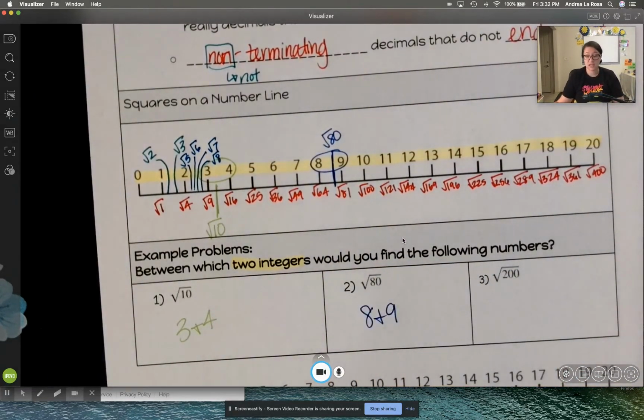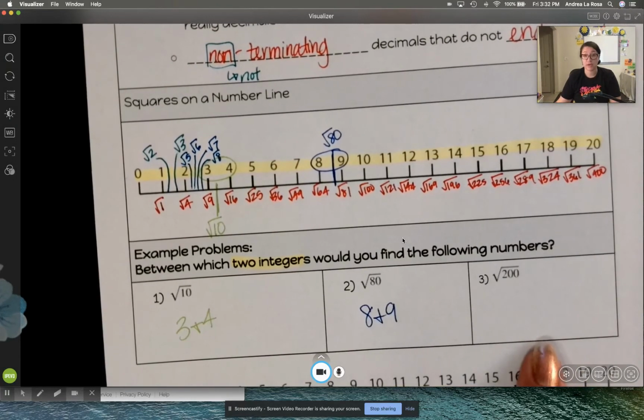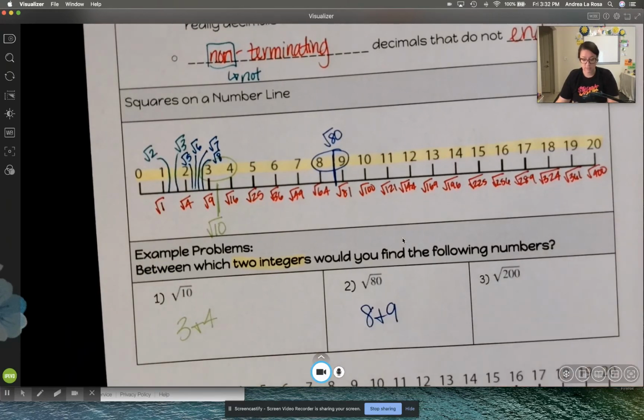I'm going to pause the video. I want you guys to try number 3 all on your own. Use your number line to help you figure out between which two numbers it's going to be. All right, good luck. I'll see you in a second.